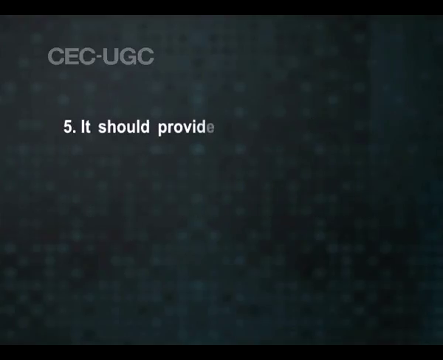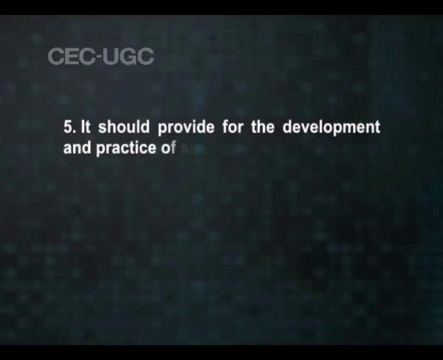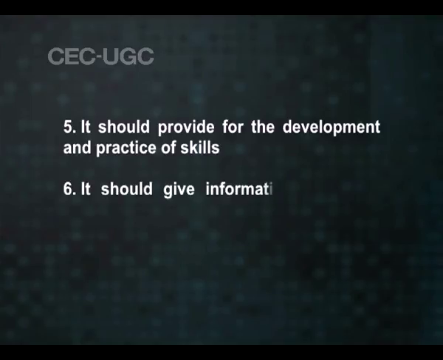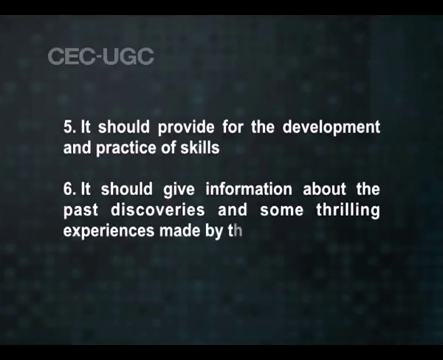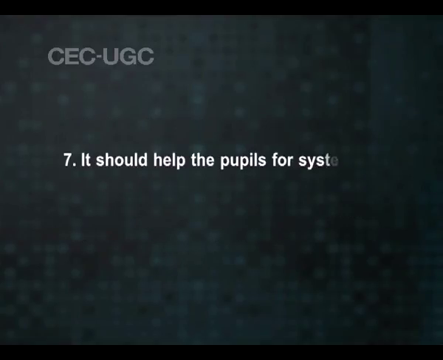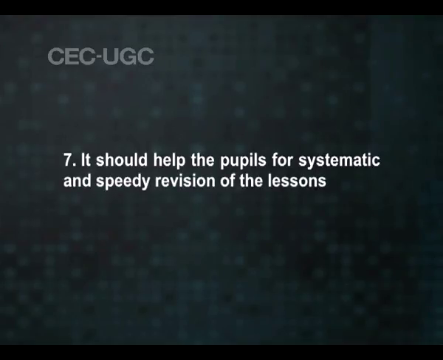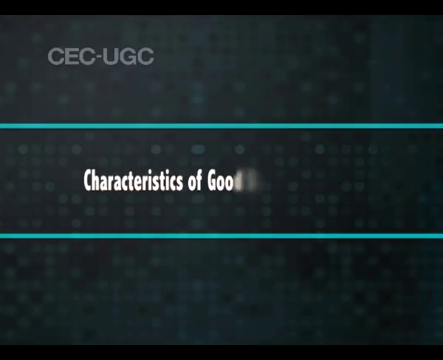It should provide for the development and practice of skills. It should give information about the past discoveries and some thrilling experiences of the scientists. It should help the pupils for systematic and speedy revision of lessons. Characteristics of a good science textbook. There are several characteristic features that we have to concentrate on while selecting a textbook.